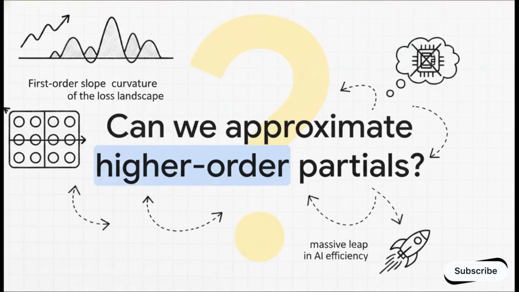So what's next? As we look out to the research frontier, we are facing a totally new bottleneck. We know how to find the first-order slope, right? But what about the actual curvature of the loss landscape? Higher-order partial derivatives, like Hessians, would give us absolutely incredible optimization power. But calculating a matrix of partial derivatives for millions of parameters, it requires staggering, almost impossible amounts of memory. It's totally impractical today. So the big open question driving modern optimization research is this: can we somehow approximate the effects of these higher-order partials without actually computing them directly? It is a fascinating problem, and honestly, solving it might just be the very next massive leap in AI efficiency.